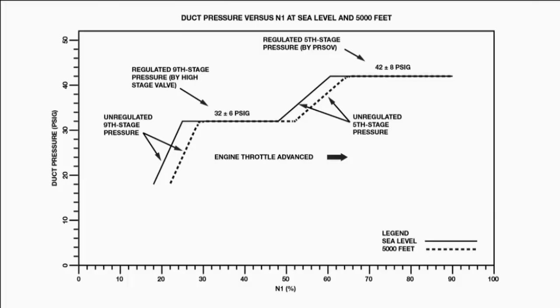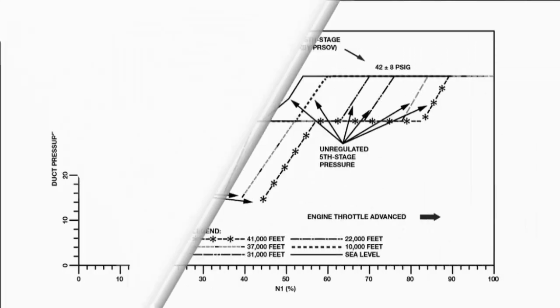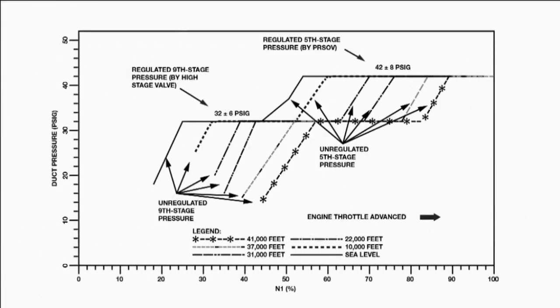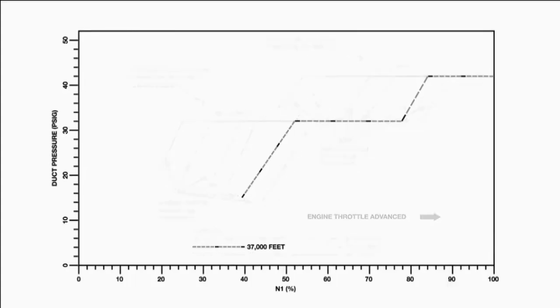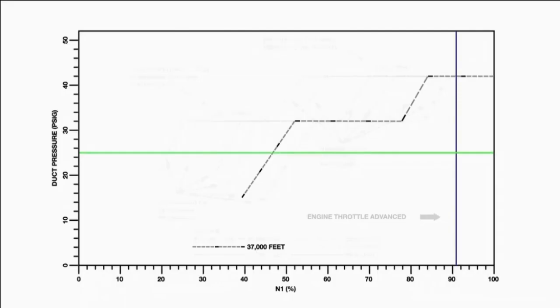This chart shows the pressure readings you should expect to see at sea level and 5,000 feet. There are also callouts that show the mode of operation the system should be in for each segment of these lines. This chart shows the bleed schedules for higher altitudes. Here's an example of how to use the charts. To make things easier to see, let us concentrate on the bleed schedule for 37,000 feet.